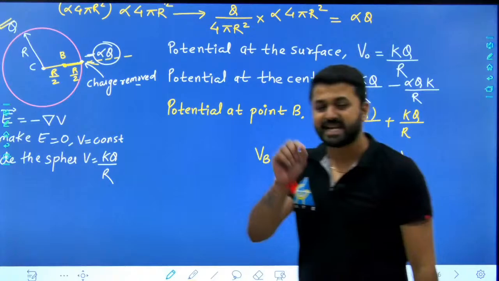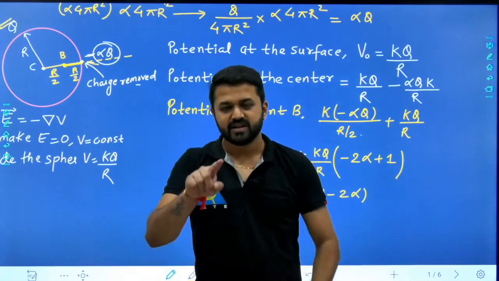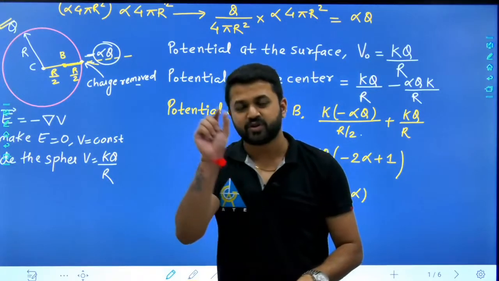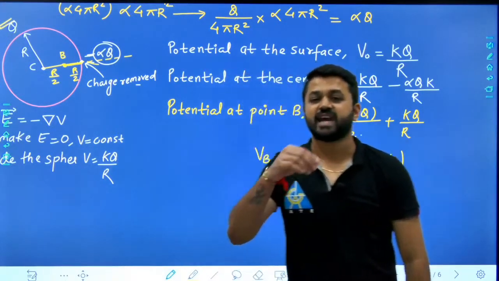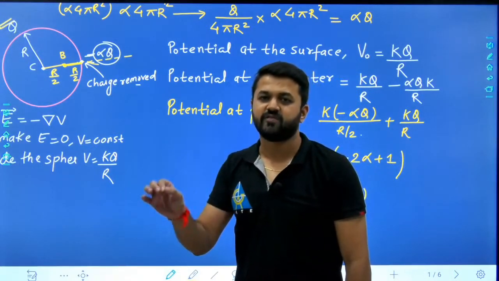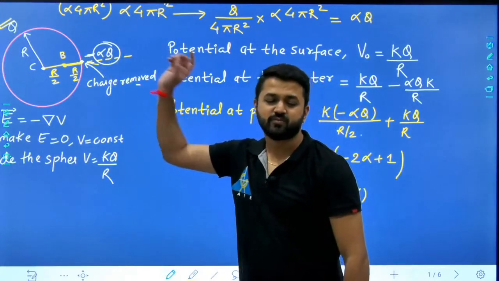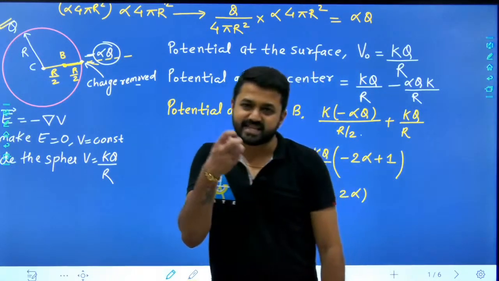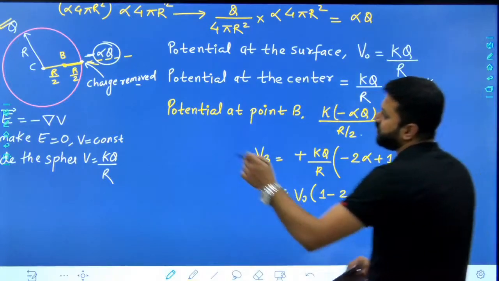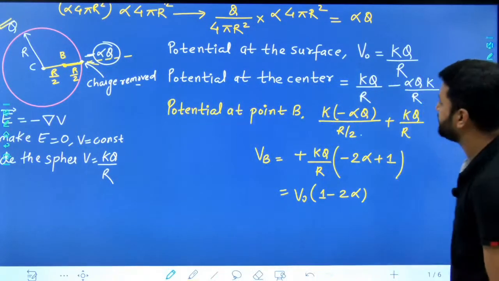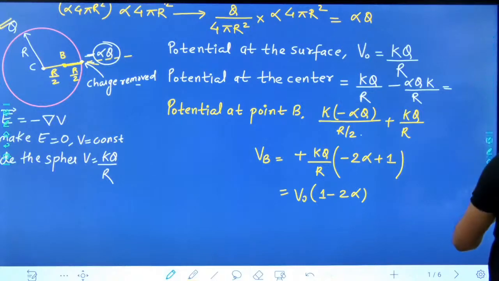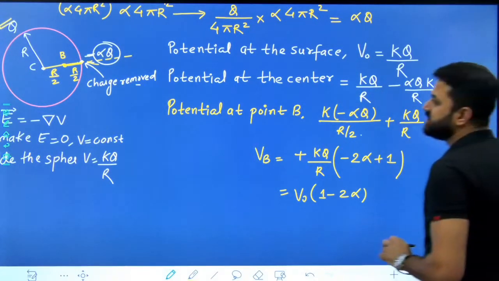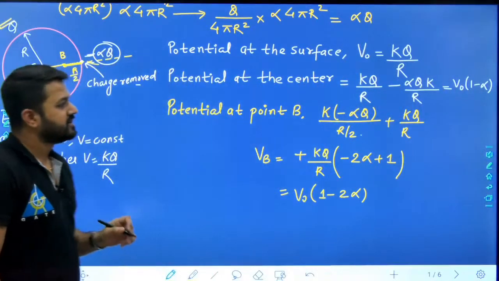So the potential at the center is because of two things. First, the complete charge distributed on the surface, and second, one more point charge that has been removed, which we have represented by minus alpha q. Because we have removed it, we can subtract that value, or we can say there is a negative point charge minus alpha q present at that particular point. So we have K q by r, and if I take it common, we get V naught times 1 minus alpha. So we missed that particular part.